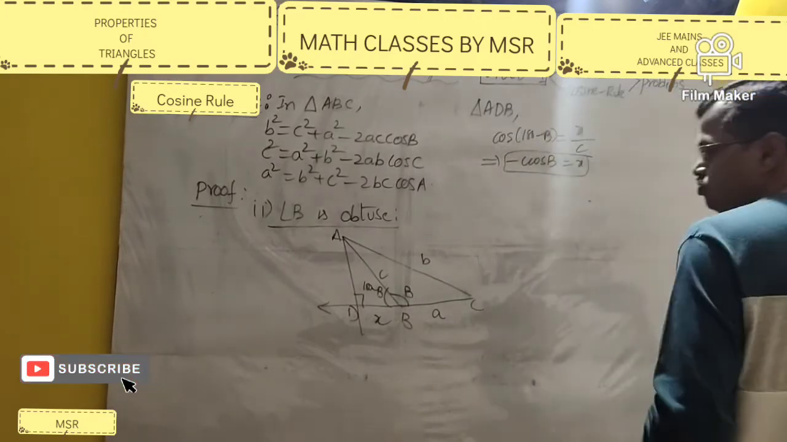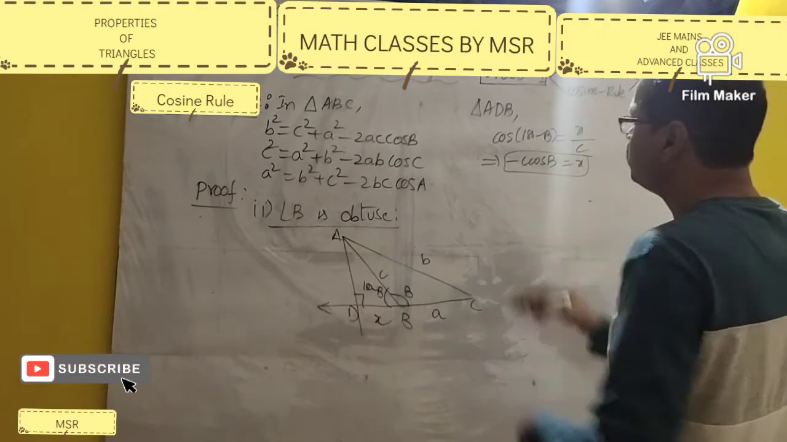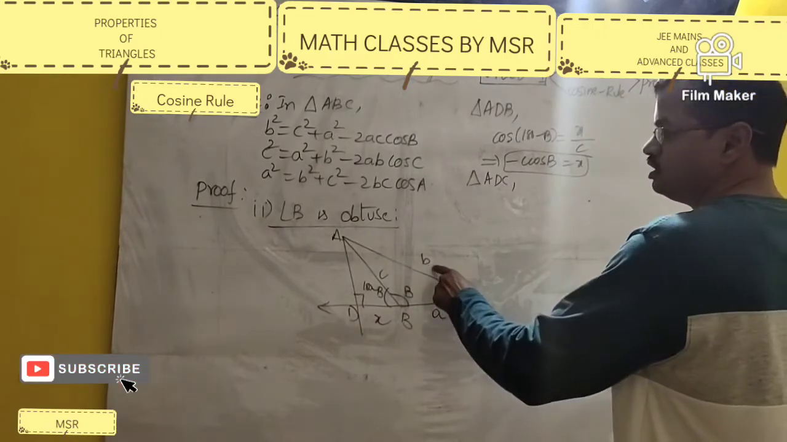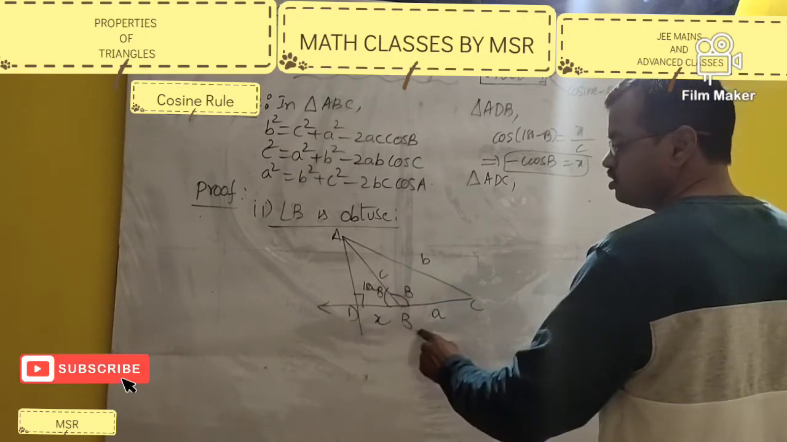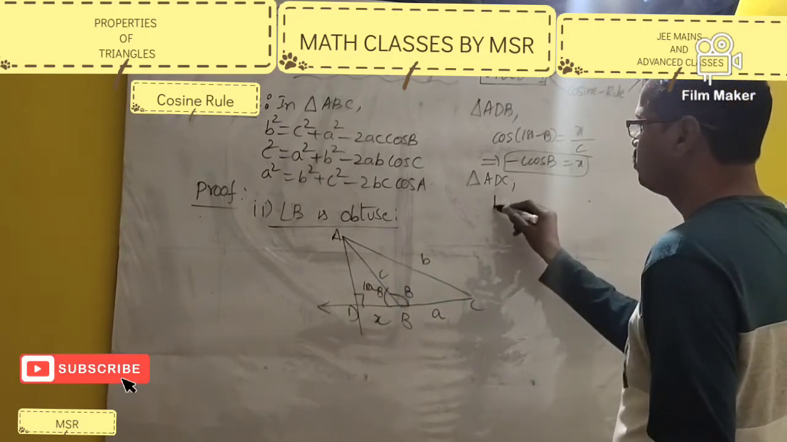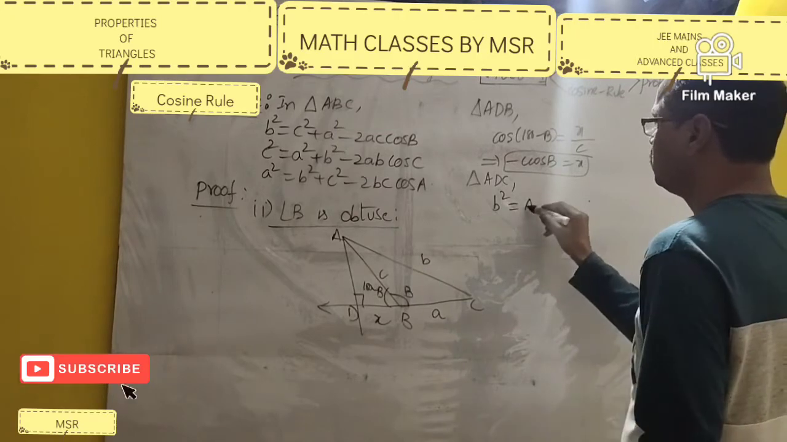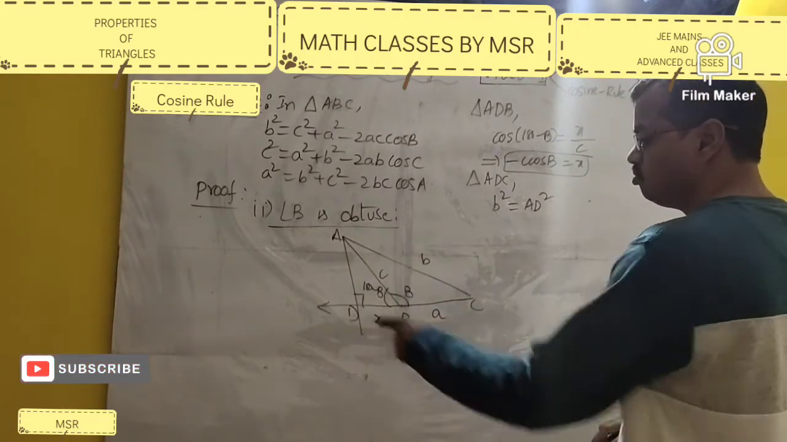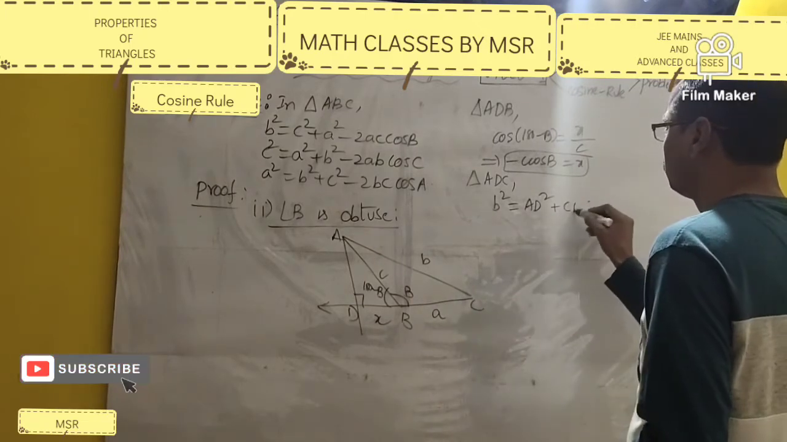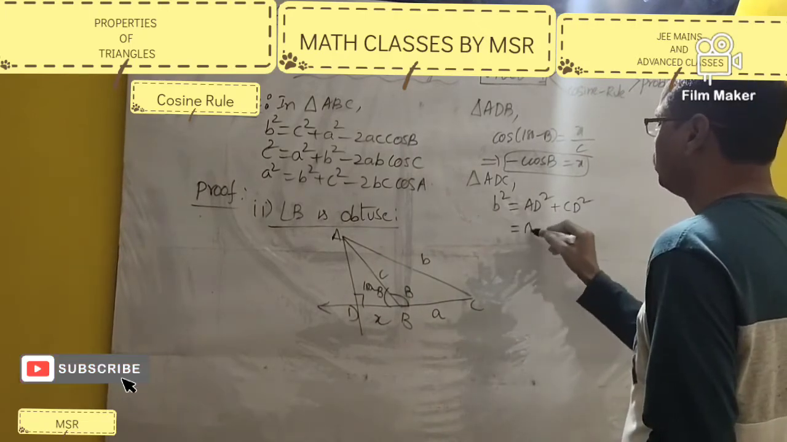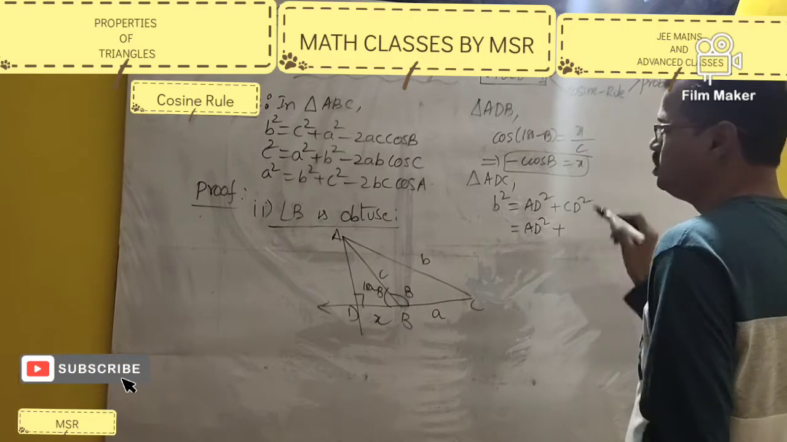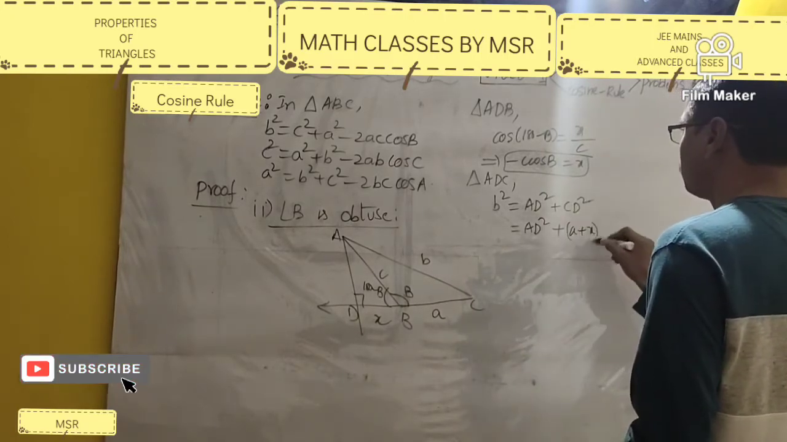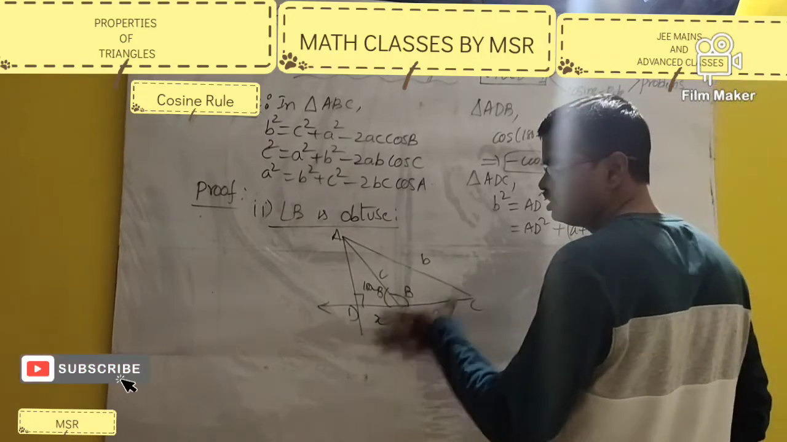Now take triangle ADC. Triangle ADC is right angled. Square of AC is equal to the sum of the squares of the remaining two sides. So AC square, that is B square, is equal to AD square plus CD square. CD length is A plus X, so CD square is A plus X whole square. Yes or no?